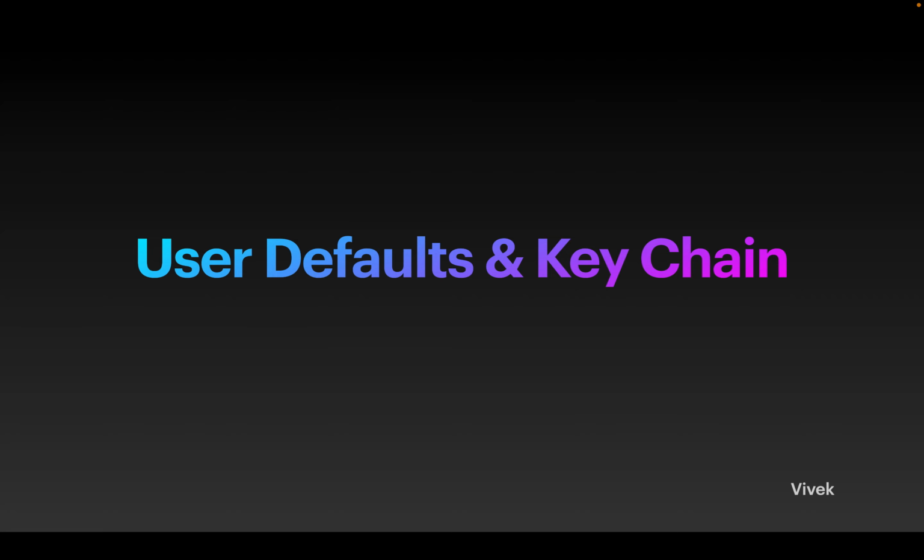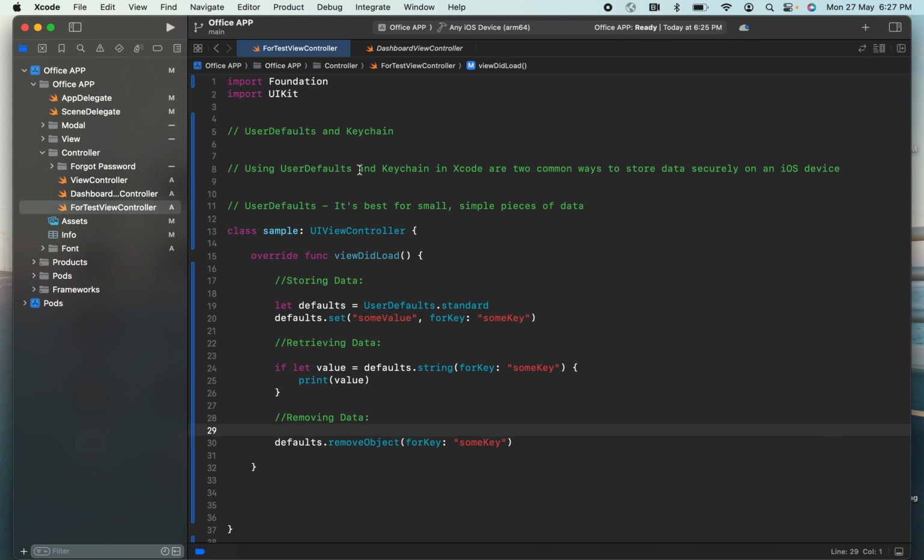The next topic that we are going to learn is UserDefaults and Keychain. UserDefaults and Keychain in Xcode are two common ways to store data securely on an iOS device. That is, this can be used as a common storage. We can define it in one place and use it in all classes of our Xcode project. So here I have explained UserDefaults first. UserDefaults is best for small, simple pieces of data.